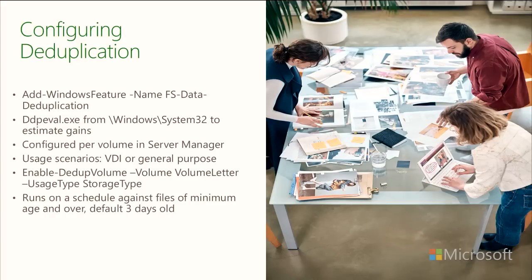Now, you can also evaluate deduplication by running the ddpeval.exe file from the Windows System32 folder to estimate the gains. And there are a number of different ways you can use the configuration of deduplication to determine status. You can also run a schedule against the files on a minimum age, with an overall default of 3 days old.